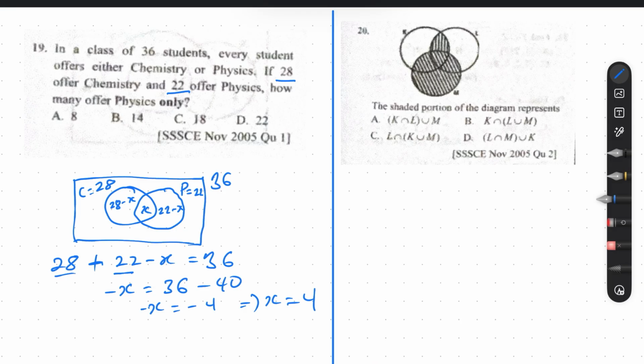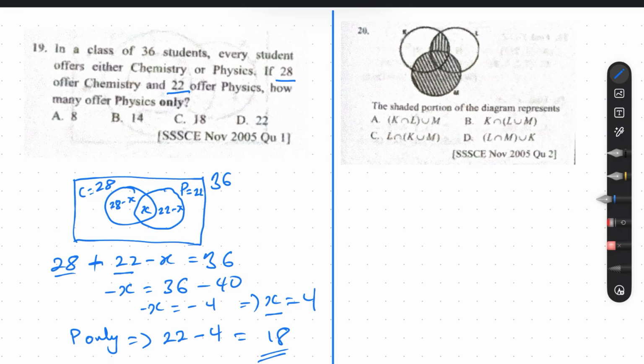Now we just need to substitute the value of x to get physics only. So physics only will be equal to 22 minus x, and x is known as 4. So that will give us 18. So physics only is 18 students, right?